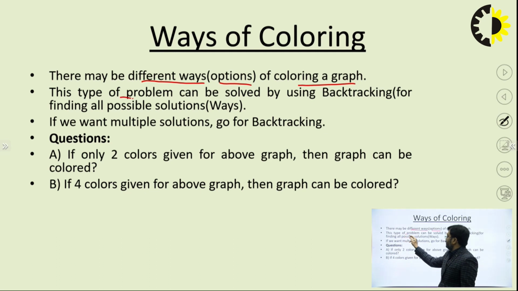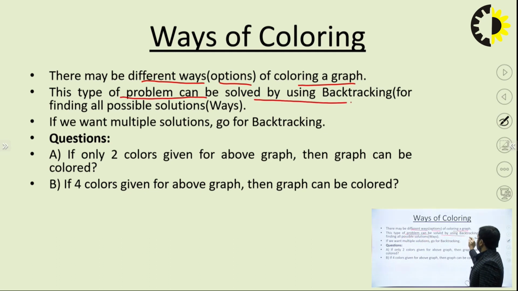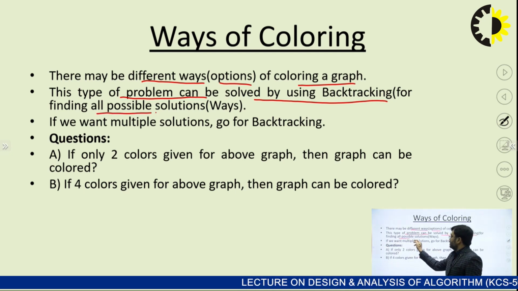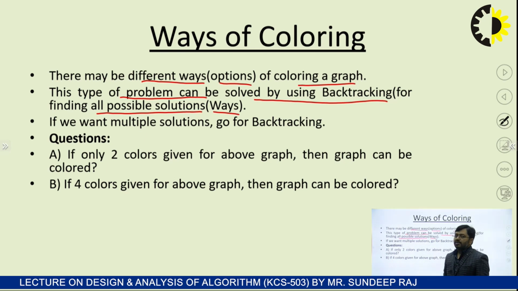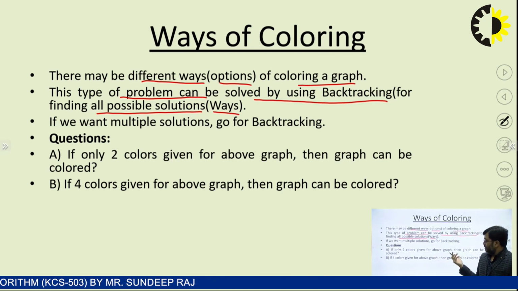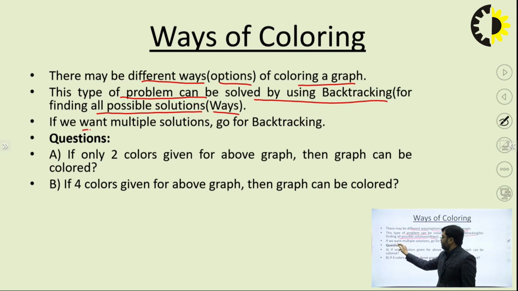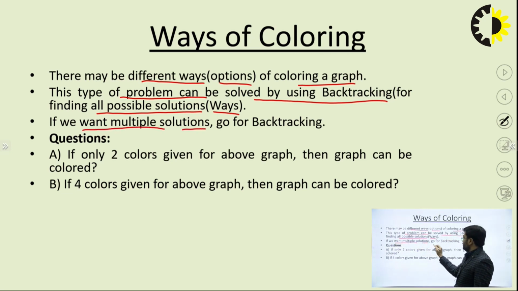So this type of problem can be solved by using backtracking. Backtracking is used for finding all possible solutions or ways for a given problem. If we want multiple solutions, go for backtracking. Yes, here we want multiple solutions for coloring the given graph, so we go for backtracking.